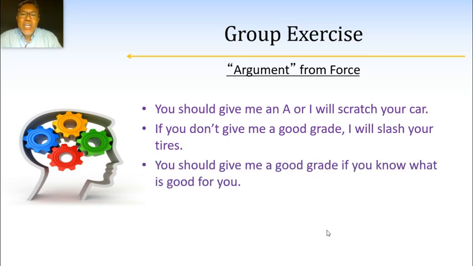You should give me a good grade if you know what is good for you. Okay, so that's a colloquial phrase. If you know what is good for you, it's a threat, right? So these are all good examples of arguments from force. I think it's kind of funny how scare tactics and arguments from force are pretty easy for students to come up with examples for.